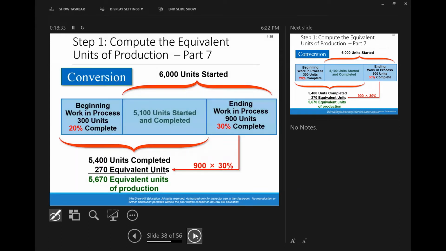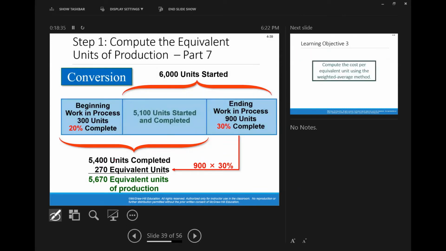All right, so let's look at conversion. So remember, we had 300 units on the table times 20%. Then we had the 51 units started and completed. So that gave us a total of 5,400 that were completed. And then the ending work in process was at 900 times the 30%. We got 5,670. So if they ask you to calculate equivalent units, you should have all that information to be able to do that.